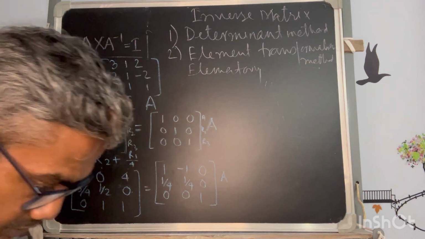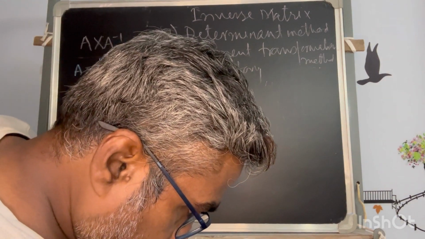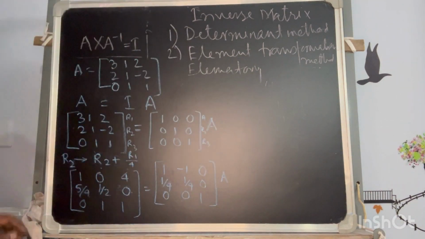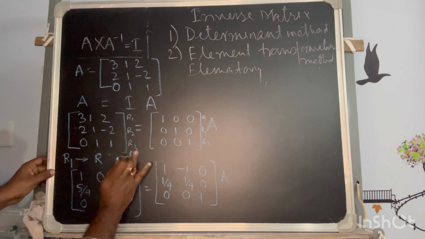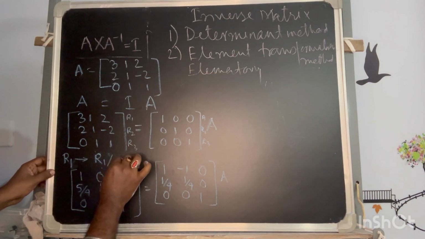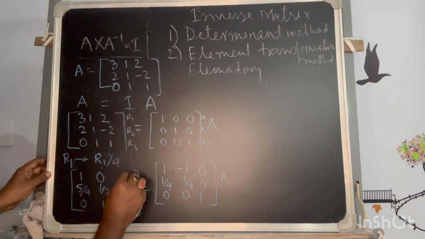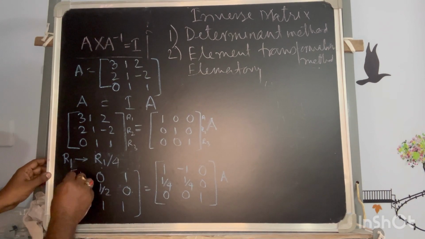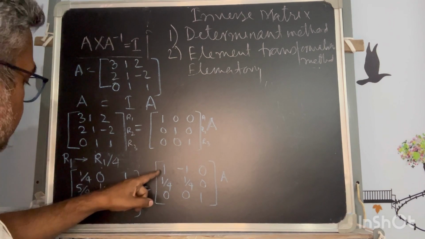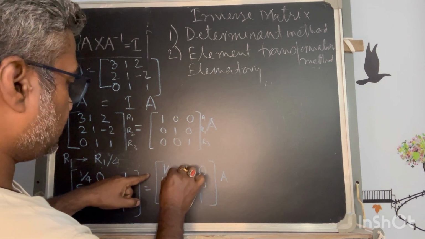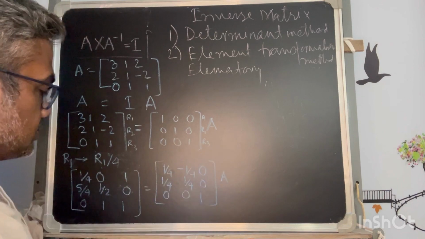The next operation is R1 becomes R1 by 4. What I am doing is dividing this with 4. So R1 becomes R1 by 4. This becomes 1, and this becomes 1 by 4, and 0 will not change. The same operation I will do here, 1 by 4, and this won't change.